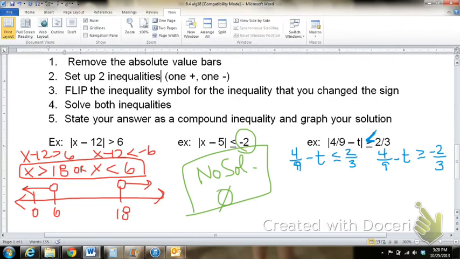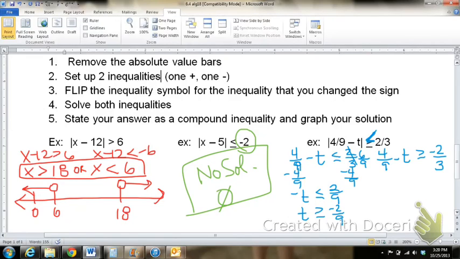So now I go to solve this. Subtract 4/9. Negative t less than or equal to, that 2/3 becomes 6/9. So 6/9 minus 4/9 is 2/9. Change my sign, which is really dividing by a -1, so I have to flip my inequality symbol. t is greater than or equal to -2/9.